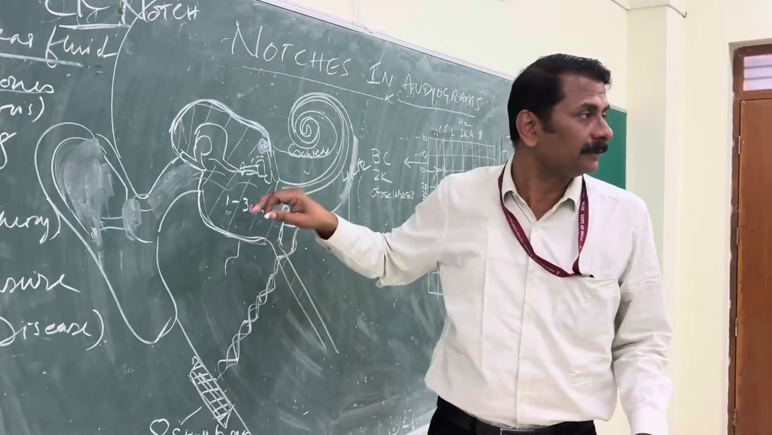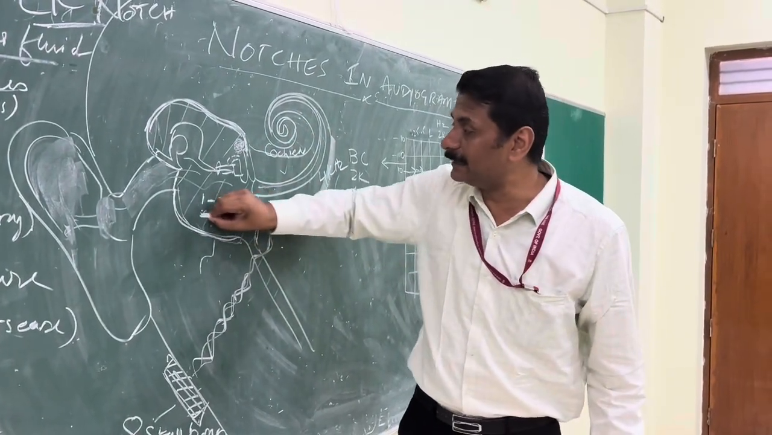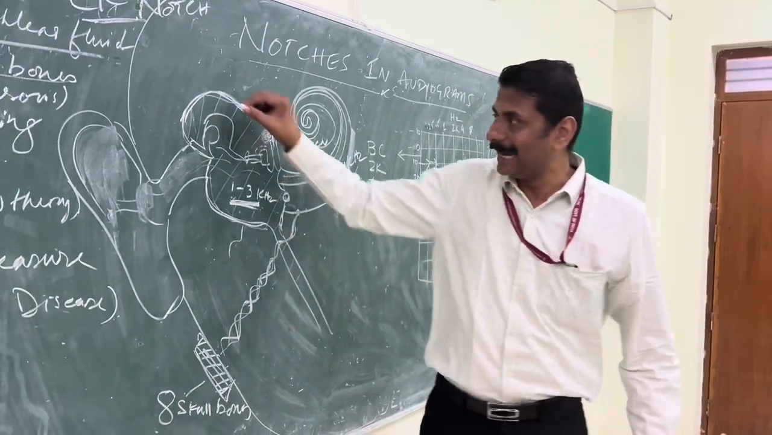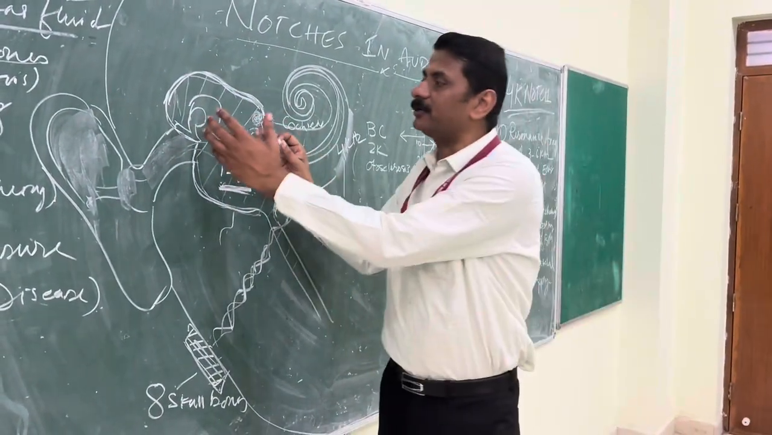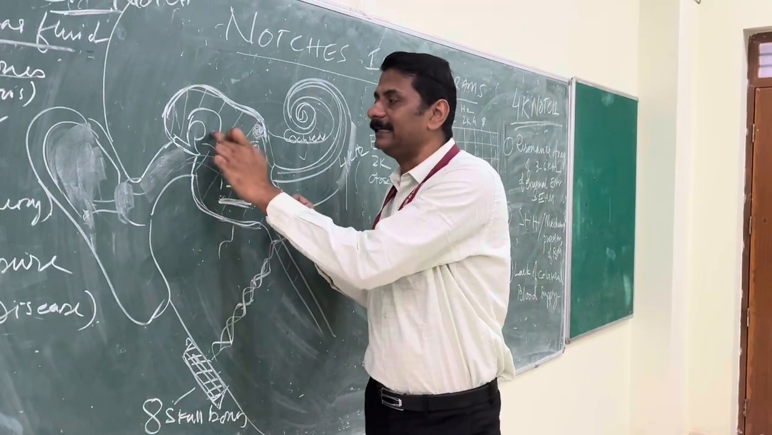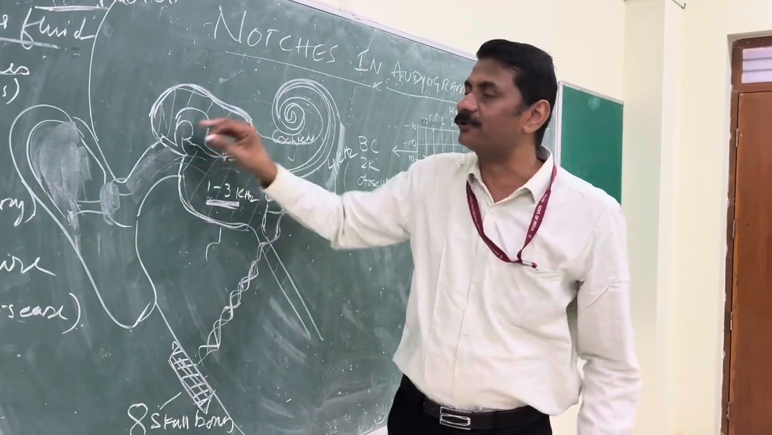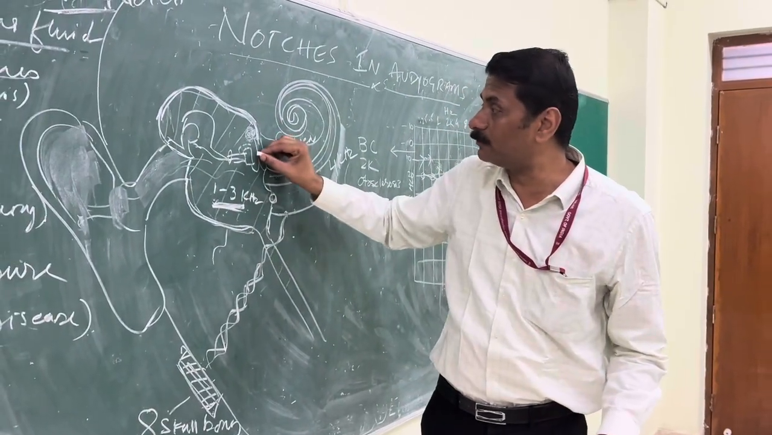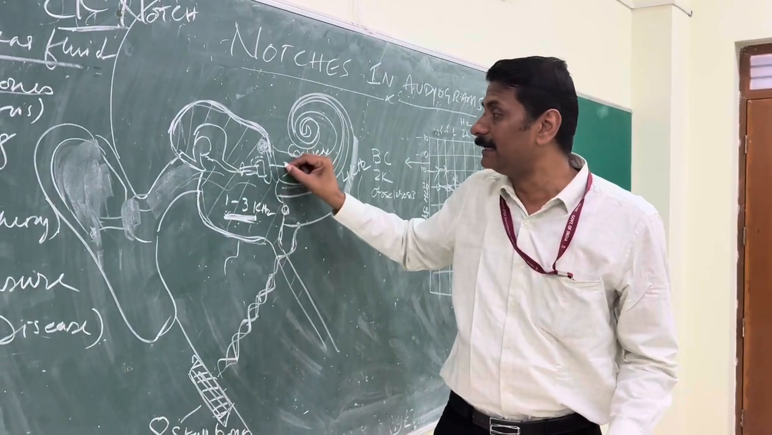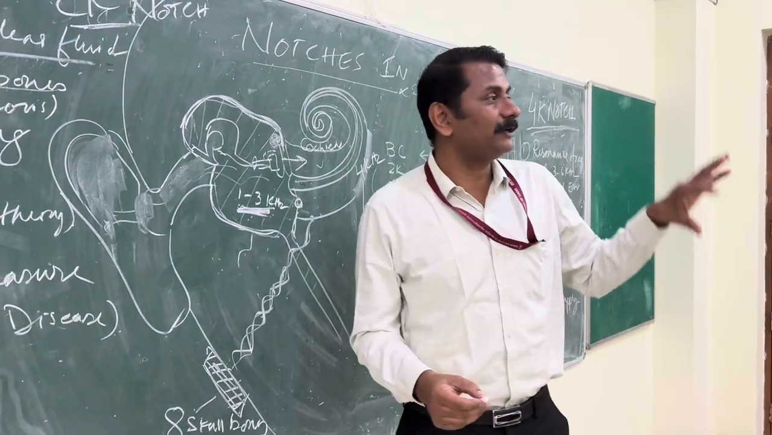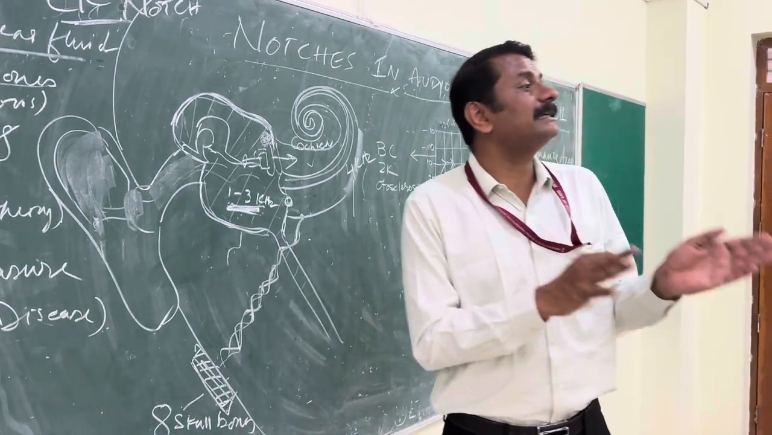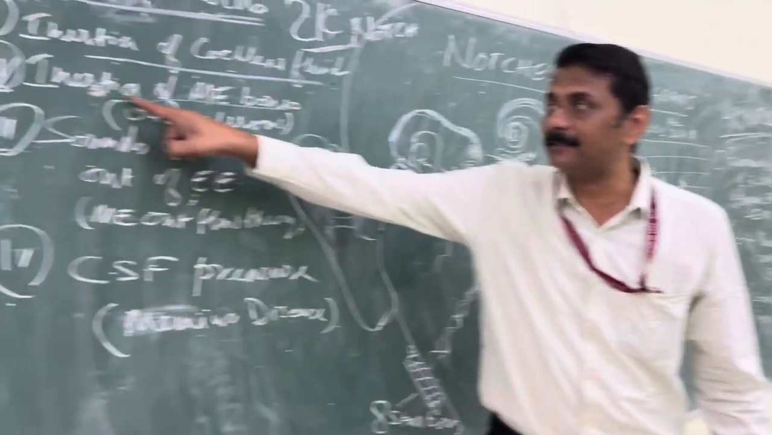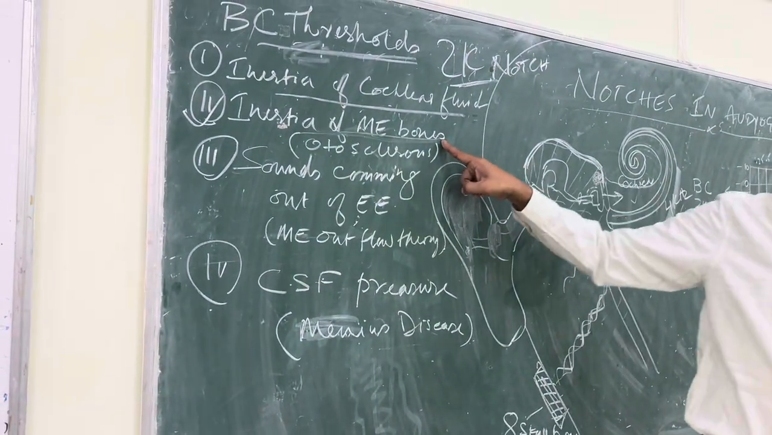This resonance happens in the 1 to 3 kilohertz range. And naturally the middle ear bones, malleus, incus and stapes, these 3 also vibrate with it. And they transmit this 1 to 3 kilohertz sound into the cochlea. So the resonant frequency of the middle ear gets transmitted into the cochlea. That's a normal phenomenon. So your BC threshold depends upon the inertia of the middle ear bones.